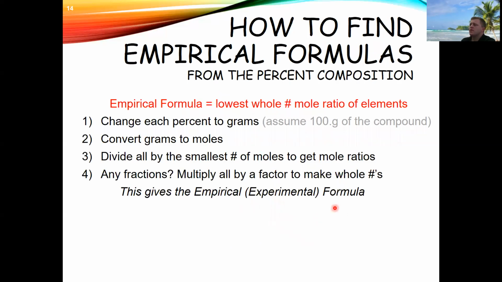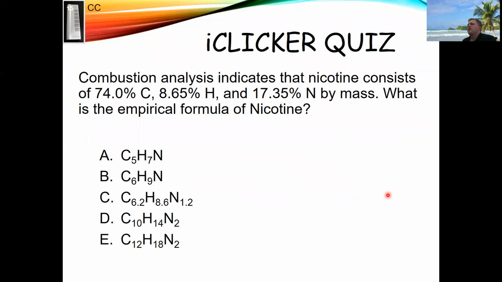Right? So to find the empirical formula from the percent composition, that's not super difficult. All you're going to do is change each percent to grams. So this is what we just practiced. Change each percent to grams. Assume you have about 100 grams of the compound, or exactly 100 grams. Convert all the grams to moles. Divide all of them by the smallest number of moles. Get the mole ratios. And if there's any fractions, multiply them all by a factor to make them all whole numbers. Let me give you a practice problem here.